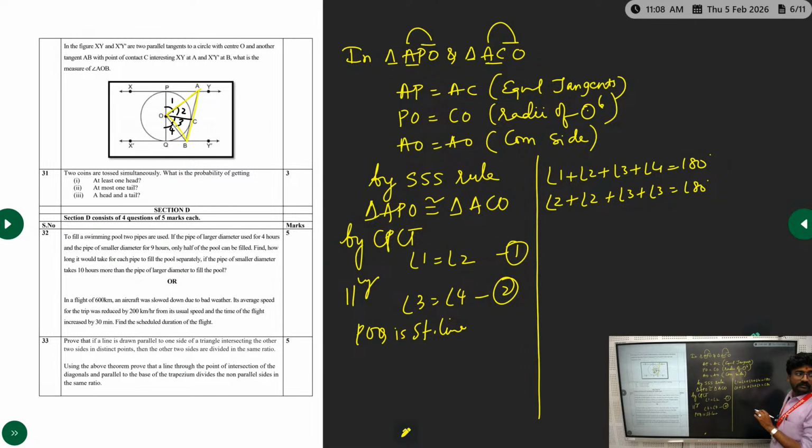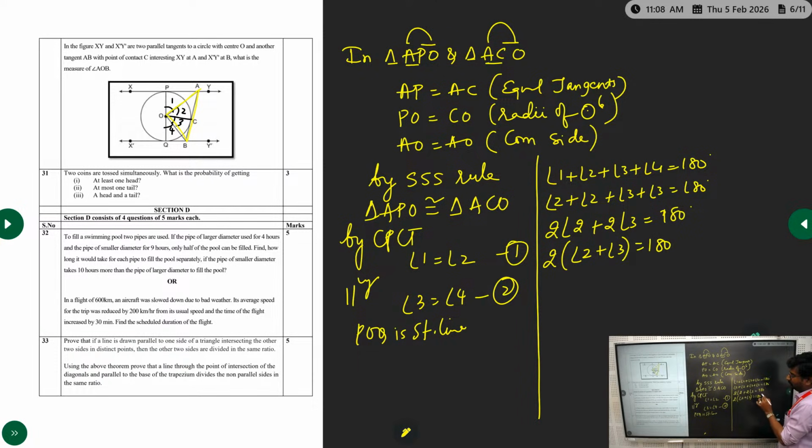What is 2 plus 2? Four. Wow. Twice of angle 2. 3 plus 3 is not 6. Twice of angle 3 equal to 180 degrees. 2 common, so angle 2 plus angle 3 is equal to 180 degrees, with the 2 ones extra. Angle 2 plus angle 3 is 90 degrees. What is angle 2 plus angle 3? Angle AOB.